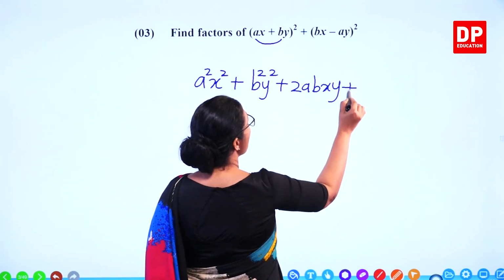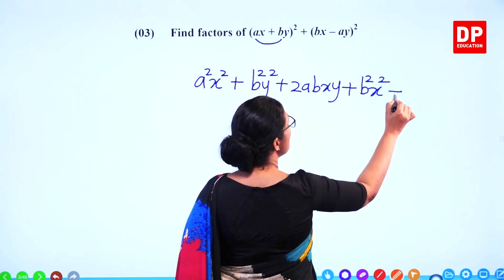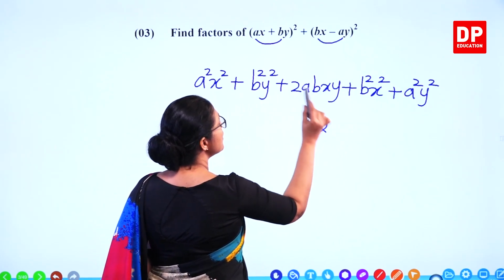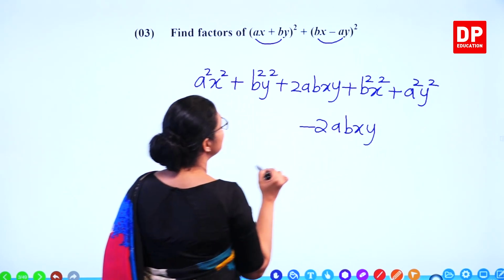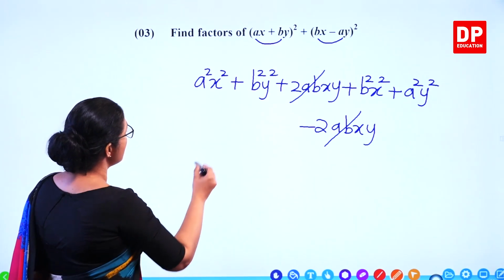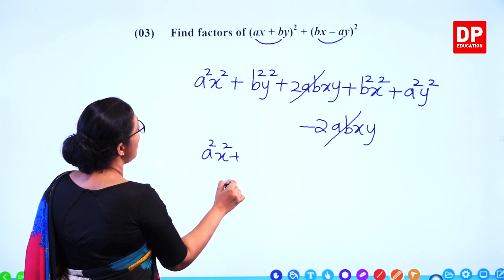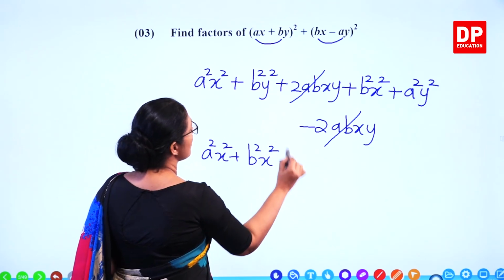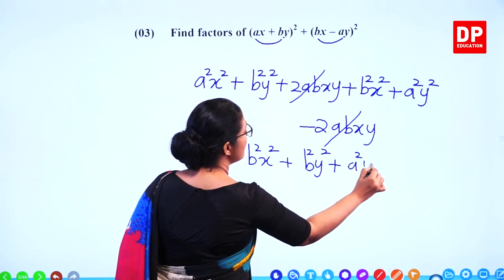Now expand the other one. Same as before. First term squared. B squared, x squared. Square term of the last one. A squared, y squared. What's the middle term? Double of the 2 terms. But this is minus 2abxy. Can you see? This term and this term get cancelled out. You get a squared, x squared plus. I'll write this term second. B squared, x squared. B squared, y squared. And a squared, y squared.